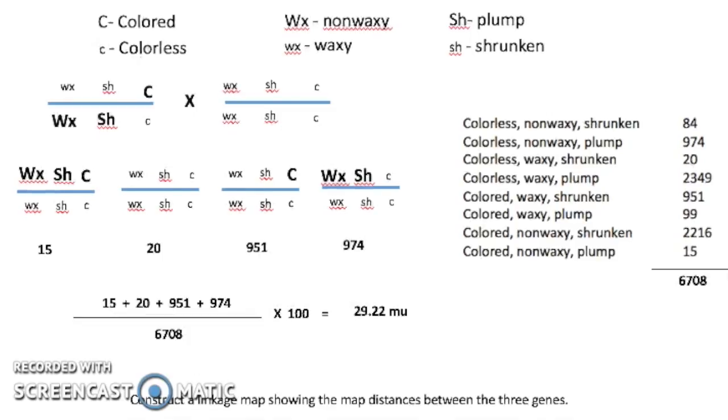The final step is to tally up the total number of offspring. If you add up all of these numbers here, you're going to get 6,708, if I did the math right. I was kind of typing fast. And then we plug them into the equation that they gave you. So we add each of these sets together and we divide by the whole amount. Then we multiply that by 100, and then we have our map units. So for the WX to the SH genes, there are 29.22 map units.